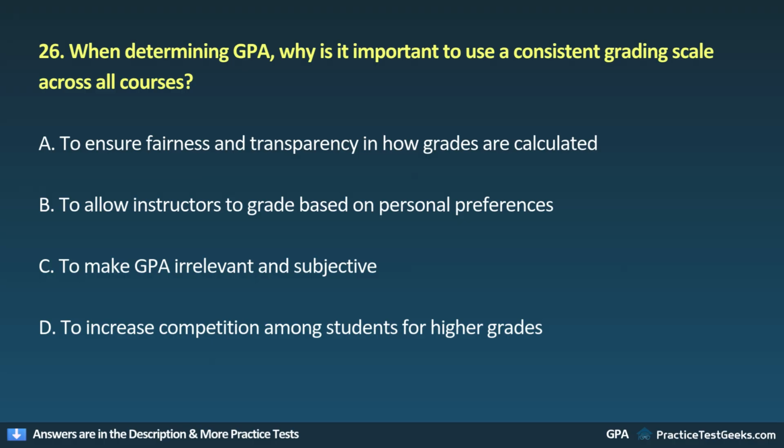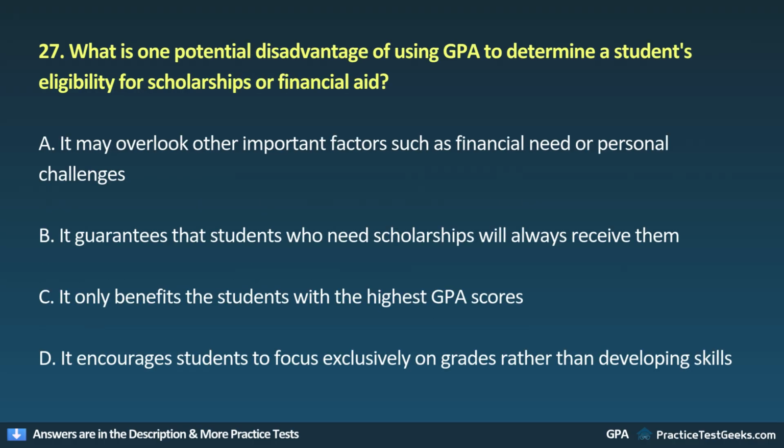A. To ensure fairness and transparency in how grades are calculated. B. To allow instructors to grade based on personal preferences. C. To make GPA irrelevant and subjective. D. To increase competition among students for higher grades. 27. What is one potential disadvantage of using GPA to determine a student's eligibility for scholarships or financial aid?